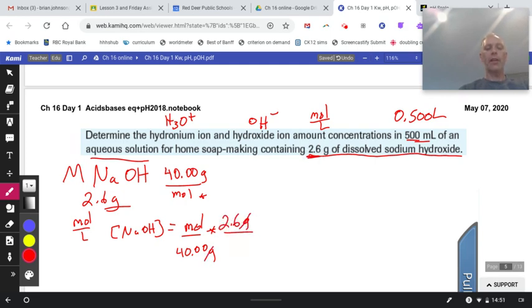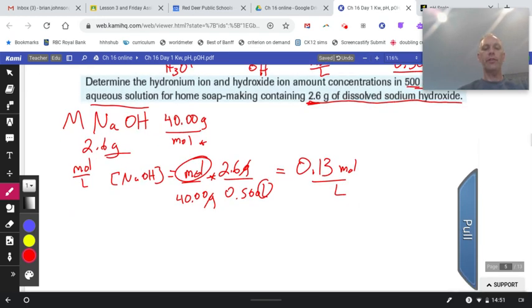Okay, so now I have moles, and I want moles per liter. It's half of a liter, 0.500 liters. That goes on the bottom so that we get moles per liter. So when you do the math on that, that becomes 0.13 moles per liter of NaOH.